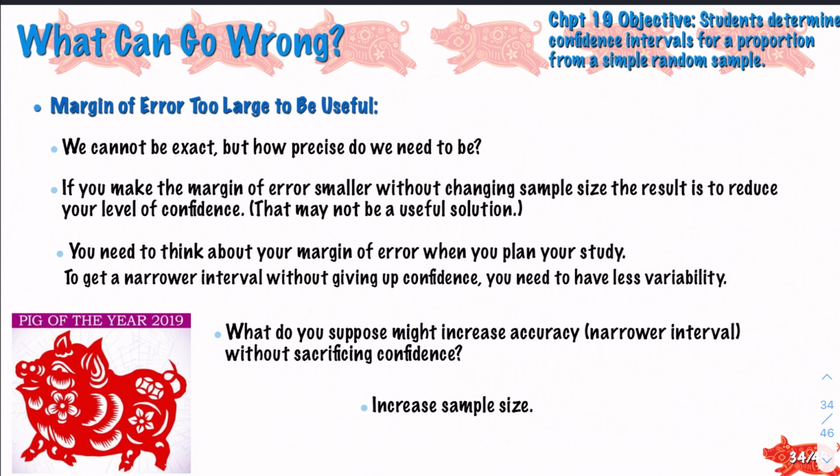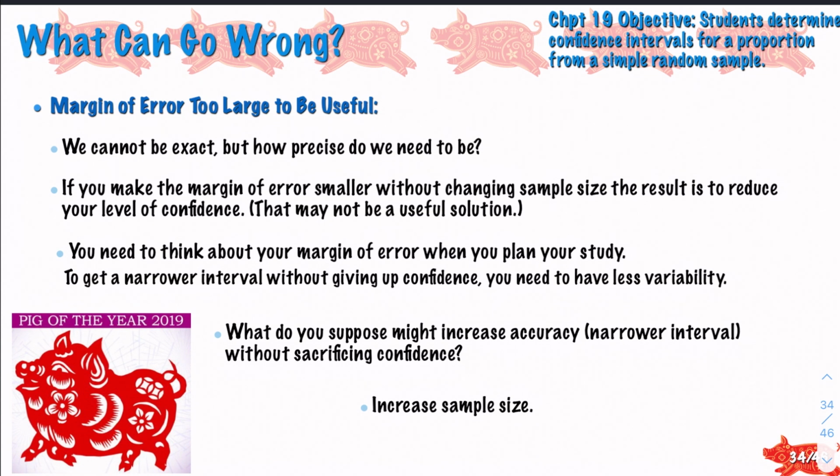What else can go wrong? Our margin of error is too large to be useful. I mean, think about it. We cannot be exact, but how precise do you need to be? If you make the margin of error smaller without changing the sample size, the result is a reduced level of your confidence. And that may not be a useful solution, right?